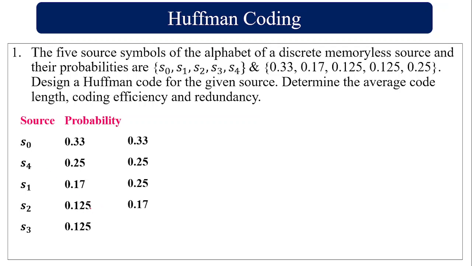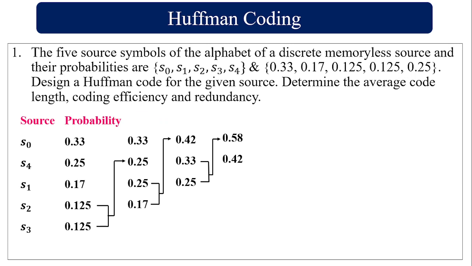Here, the 0.25 and the other 0.25 already there. This new probability will obtain the highest position. Again, the two least probabilities should be added, that is 0.25 and 0.17, forming a new line. So 0.25 plus 0.17 is going to be 0.42. Again I have to repeat this until I get only two probabilities. So 0.33 plus 0.25 is 0.58.